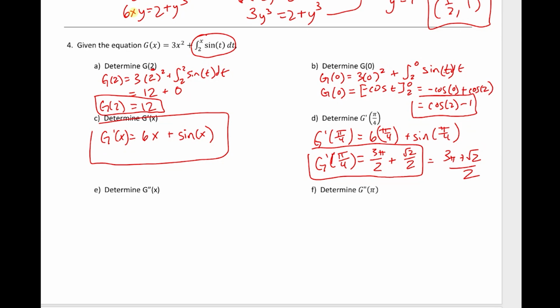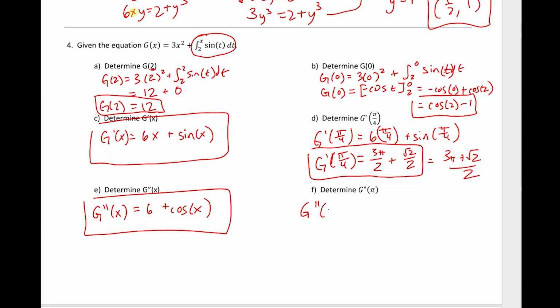g double prime of x. Well, we just need to go ahead and differentiate this function up here one more time. So g double prime of x is going to be 6 plus cosine x, and that's all I need to do there. F wants g double prime of pi, so we're just going to substitute in pi for x in that equation we just wrote. Cosine of pi is -1, so we have 6 plus -1, which would be 5.